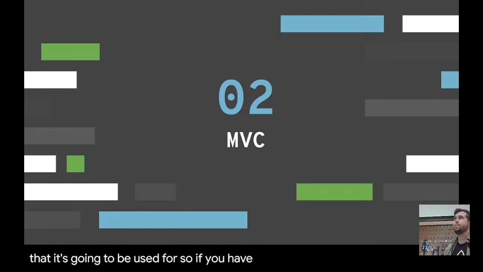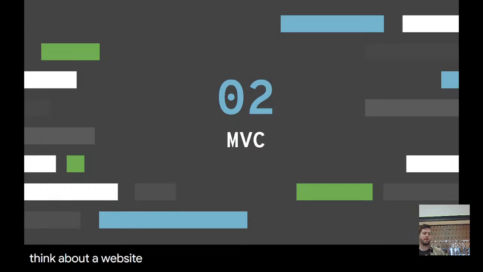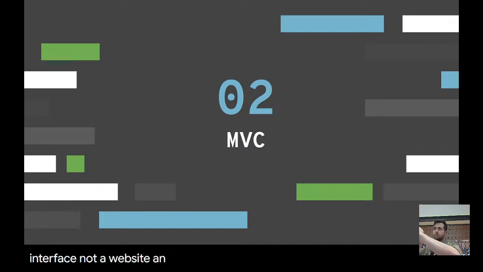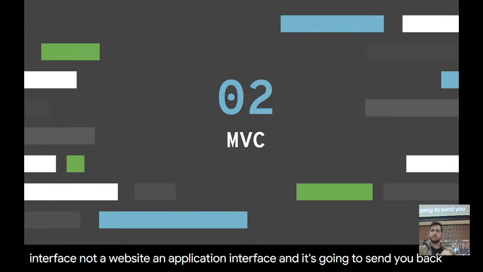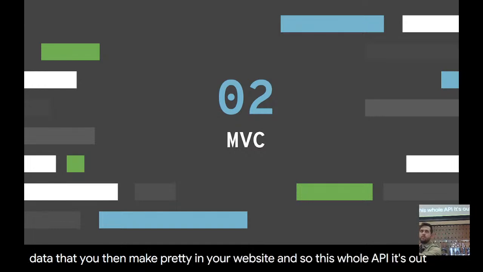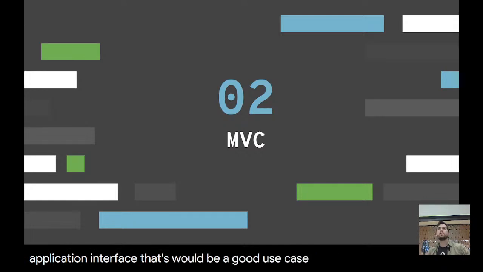We'll talk about APIs briefly, but if you think about a website, let's say you build a website and its one job is to display weather information. So you take in the user's zip code and you display what the weather is. So you're probably going to ping an application interface, not a website, an application interface, and it's going to send you back data that you then make pretty in your website. And so this whole API, this application interface, would be a good use case for something like Java Spring.